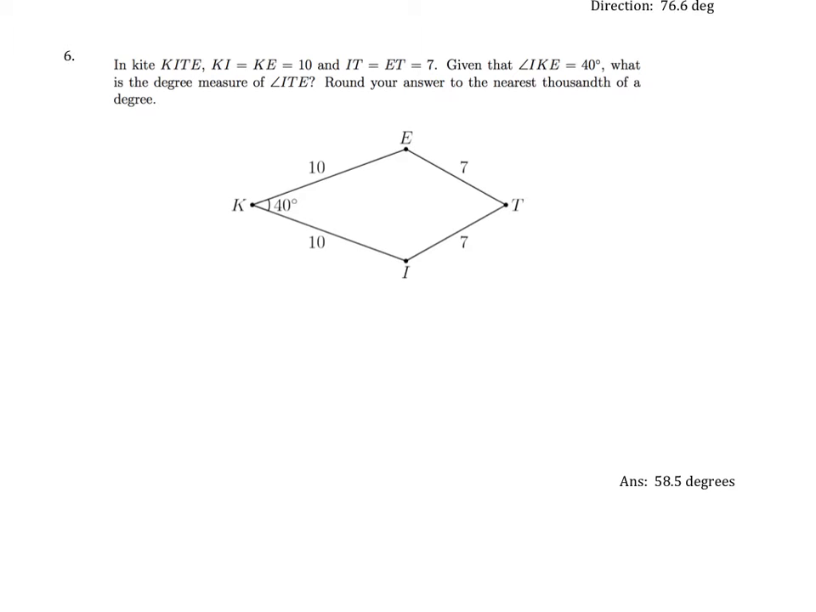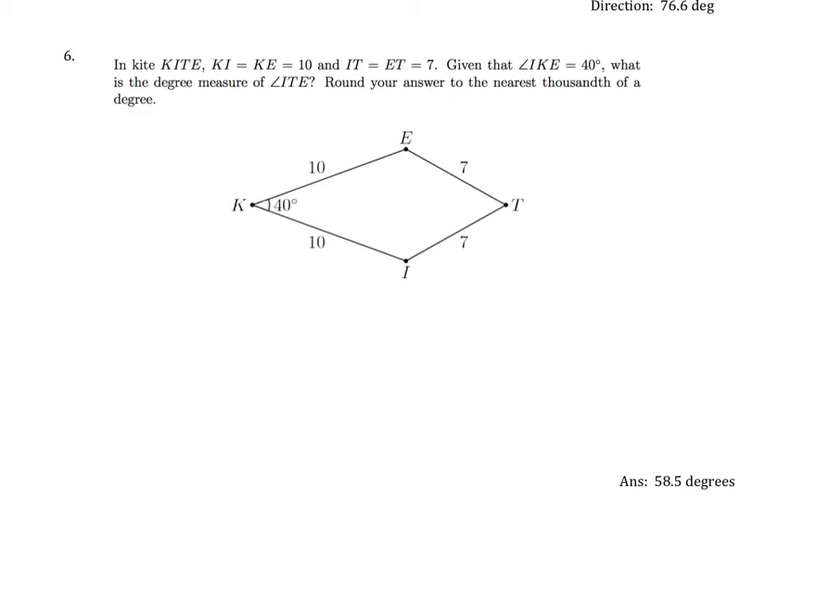This is the solution to problem 6 from the Triangle Trig applications notes. We're told that in kite KITE, KI is equal to KE, which is 10, and that's been labeled on our diagram here. And IT is equal to ET, those are both 7 units. We're told that the measure of angle IKE is 40 degrees, and we're asked to find the degree measure of angle ITE. So the angle that we need to find is over here.